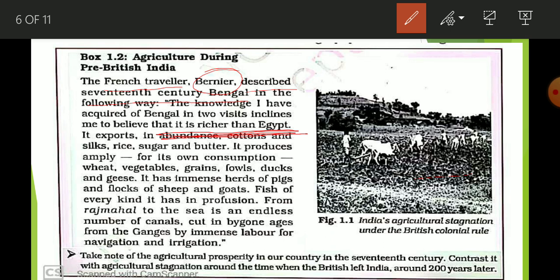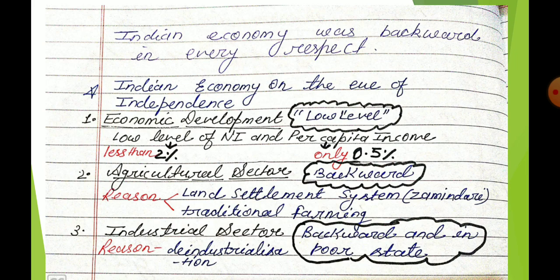Now in this chapter we are going to learn in subheadings, and there are a total of 8 headings. We are going to learn about our Indian economy and its condition under 8 headings. Okay, so let me start: Indian economy on the eve of independence. Indian economy was backward in every respect. How? We are going to learn it under the 8 headings.